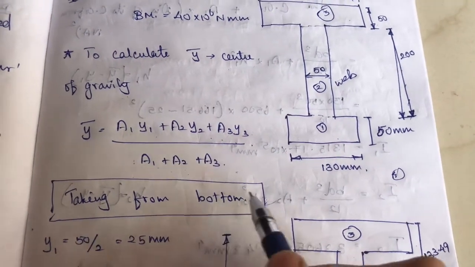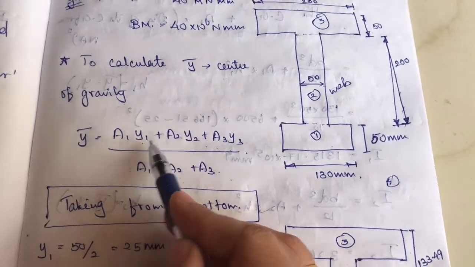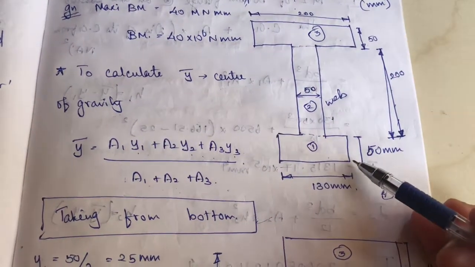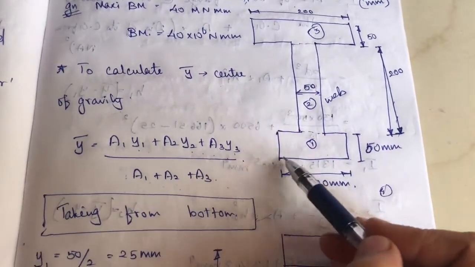I am just taking from the bottom, because we need to take this y1, y2, y3 either from top or from bottom. So I am just taking this from bottom.